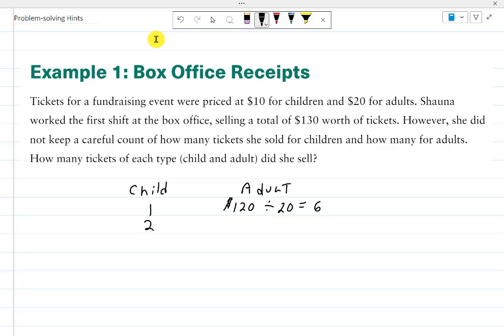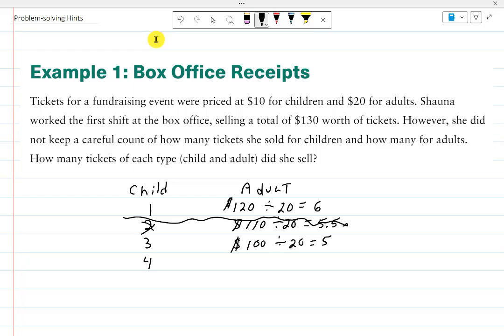Let's go with 2 children, and I'll just keep doing this till I exhaust all the possibilities. So with 2 children, that's $20 that has been spent. That leaves $110 left over. And if we divide that by 20, we get 5.5, which is not really possible. So this situation here, we can't have. We move up to 3 children. So now the children have spent $30. That leaves $100 left over for the adults. If I divide the 100 by 20, I do get a number now. I get 5. So remember, I'm going to cancel this one out.